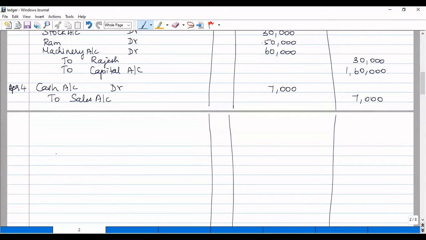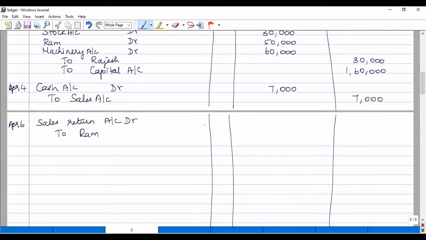On April 6th, goods returned by Ram. It is a sales return. The goods sold by us has been returned back by Ram. Okay, so sales return debit to Ram. Ram is a debtor. Debtor decrease, that is asset decrease, has to be credited. Amount is 1,000 rupees.